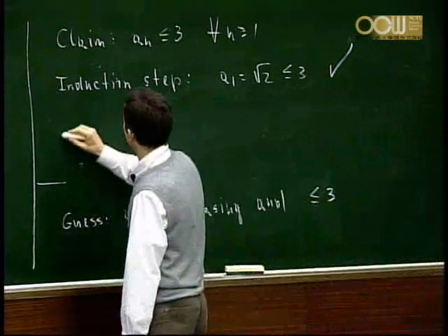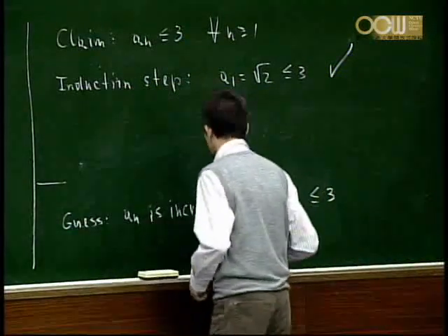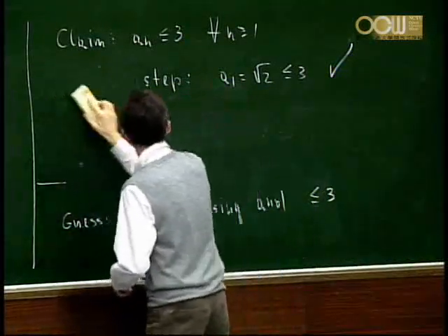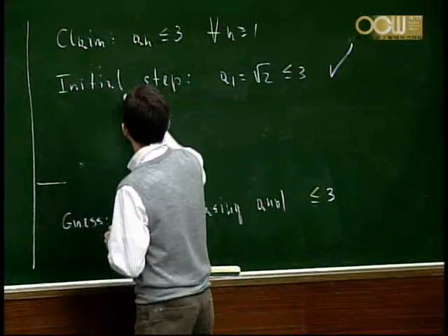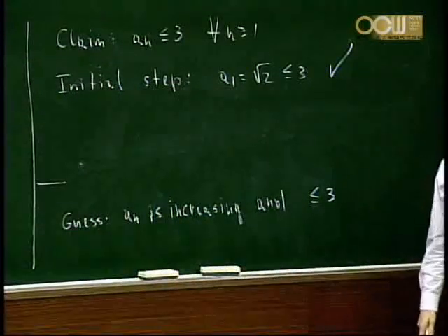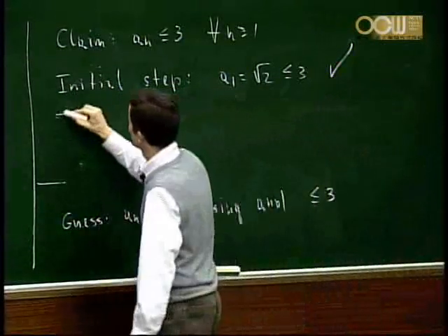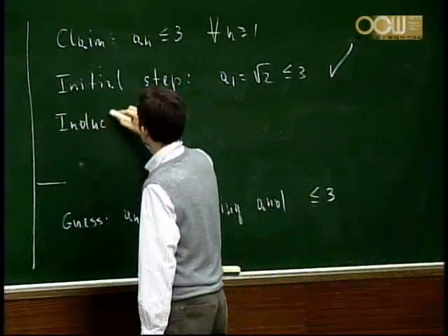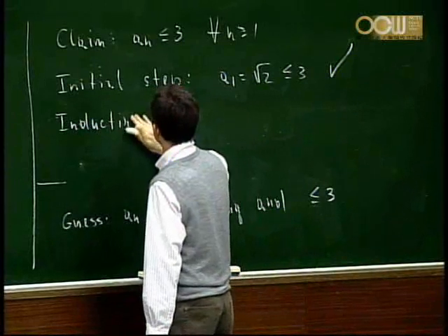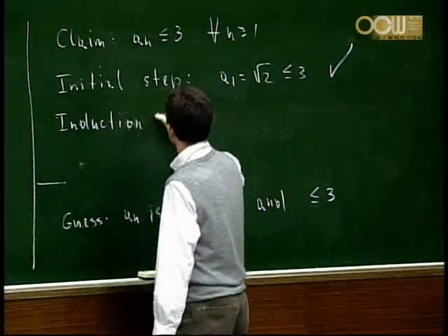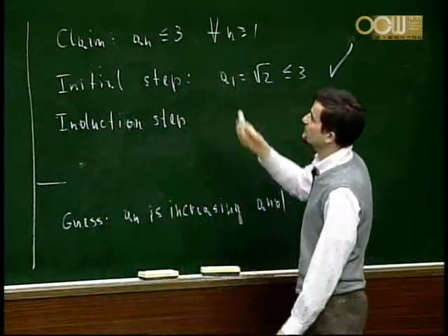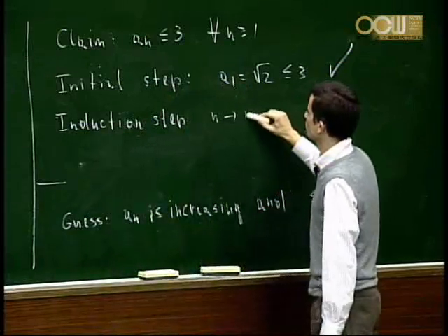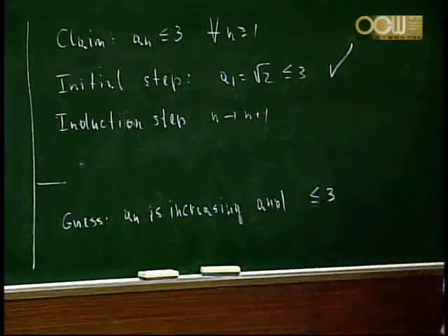So the induction step is already over. Now we go from, sorry, this is not the induction step. This is called the initial step, the first step. And now comes the induction step. So you know that the claim is true for n, and you want to prove it for n plus 1. This is essentially the induction step.